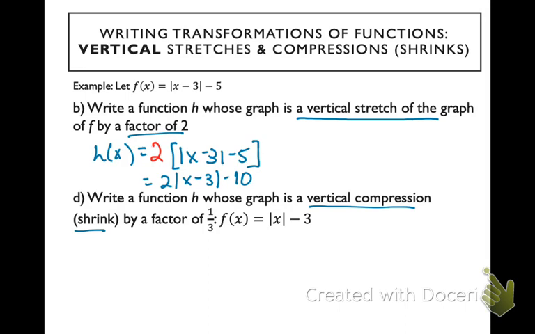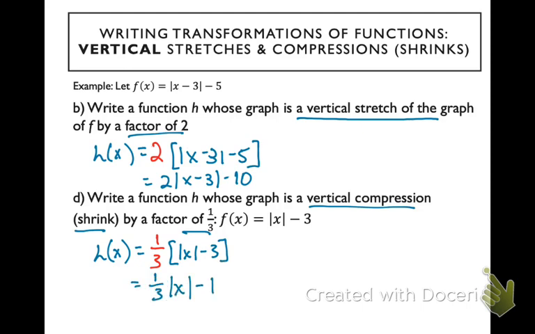All right, now we're going to write a function h whose graph is a vertical compression or a shrink by a factor of 1/3. So the entire output needs to be multiplied by 1/3. So h of x will equal, and then here's my multiplier. I'm going to set up my grouping symbol, and then I take that 1/3 and I multiply it by the absolute value of x, and then 1/3 times negative 3 is negative 1.